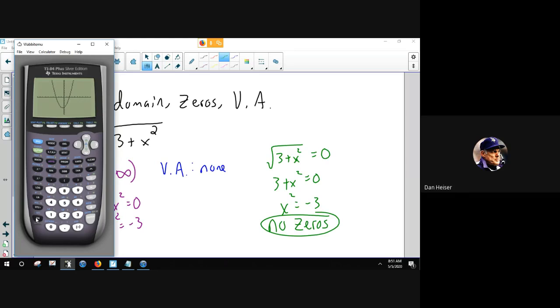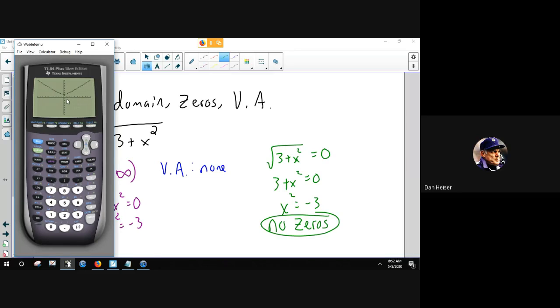Let's check out how this function looks. I can delete all these. Square root x squared plus 3. There it is. Never touches the x-axis.